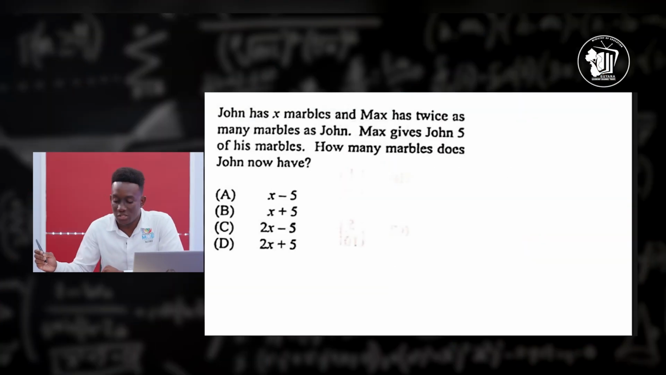And the last one says, John has x marbles. Max has twice as many marbles as John. Max gives John 5 of his marbles. How many marbles does John now have?